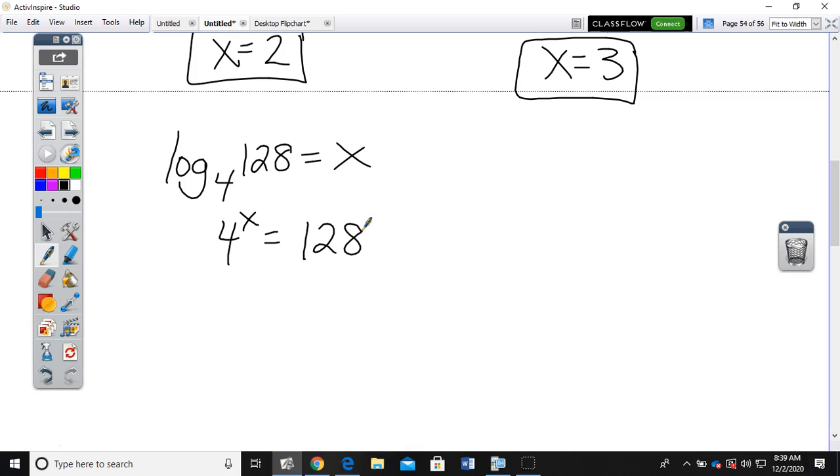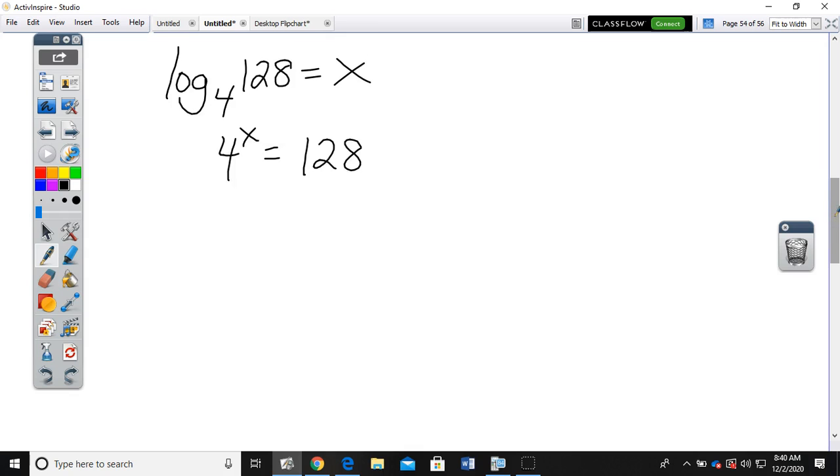So now we have to change both bases. What can I change 4 to? What base could I change 4 to? 2. I could change it to 2 squared to the x. You got me? Okay. Could I change 128 to 2 to some power? Yeah, it's even numbers. Figure it out. What would it be? And it's not just because it's an even number. 7. Okay, 2 to the 7th is 128.